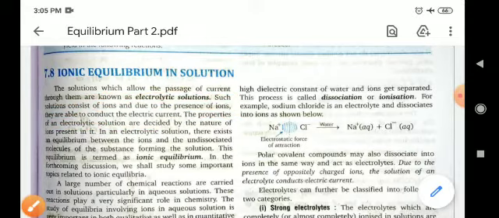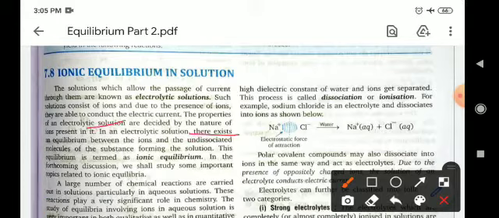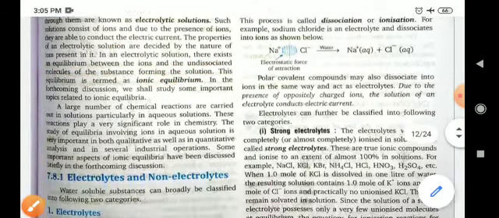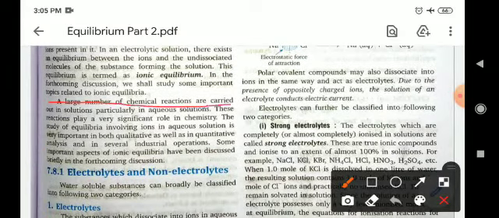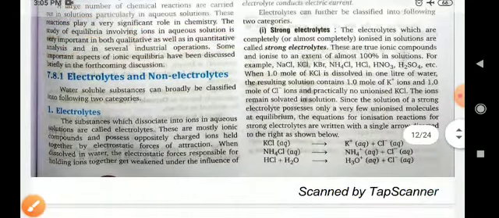Now, in an electrolytic solution there exists an equilibrium between the ions and the undissociated molecules of the substance forming the solution. This equilibrium is basically known as ionic equilibrium. A large number of chemical reactions are carried out in solution, particularly in aqueous solution, and these reactions play a very significant role in chemistry. The study of equilibria involving ions in aqueous solution is very important for both qualitative as well as quantitative analysis. Now we will discuss electrolytes.